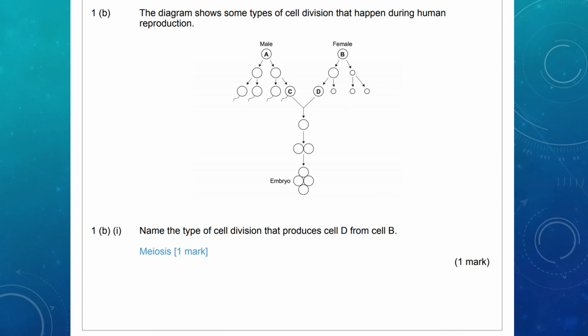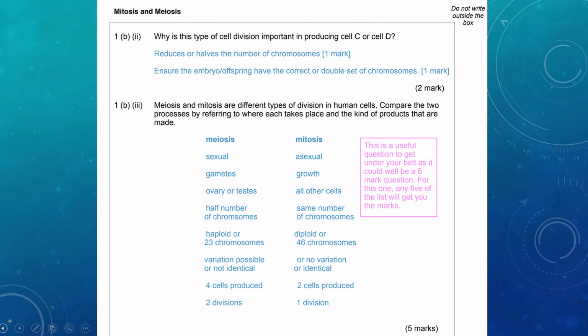Name the type of cell division that produces cell D from B. It is meiosis because, if you notice, these are sperm and these are eggs. Why is this type of cell division important in making cells C or D? Because it reduces or halves the number of chromosomes. Sometimes it's actually referred to as reduction division, meiosis, because it reduces the number of chromosomes. And it ensures that the offspring have the correct or double set when the sperm and the egg rejoin. So 23 and 23, when they join together, is going to make your full set of 46.